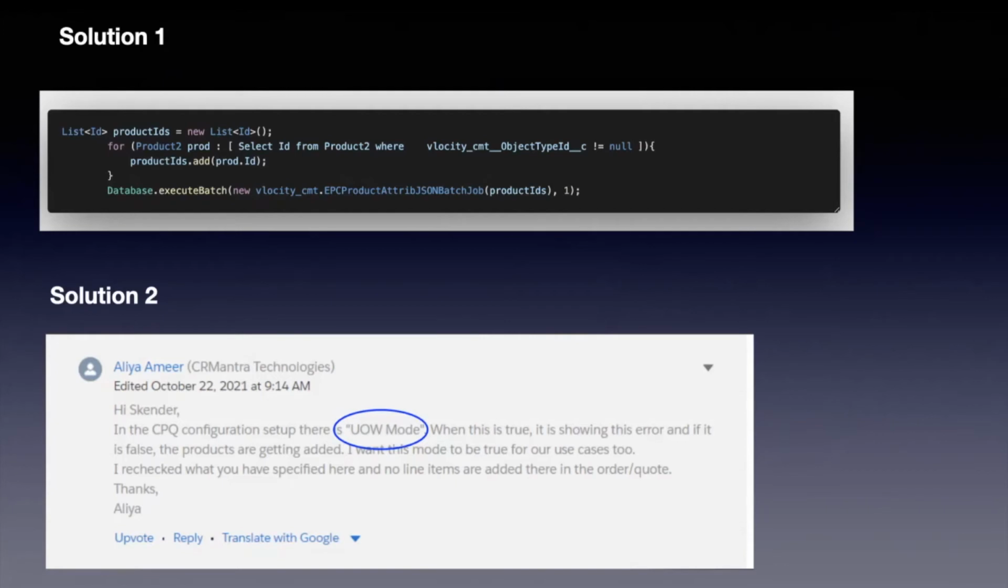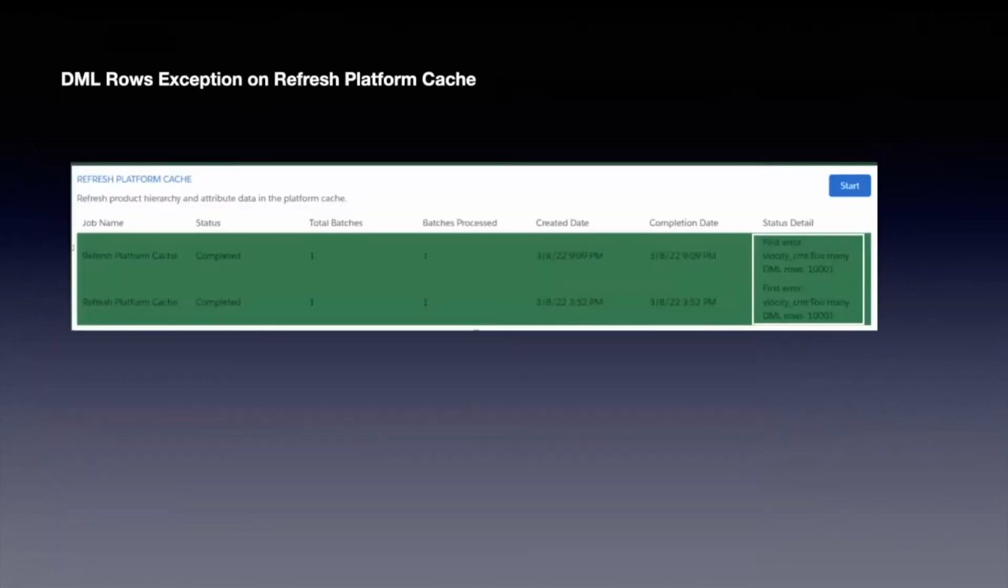Moving to the next one. We come across the DML 10,001 error again, while executing Refresh Platform Cache. The issue remains the same here. The job behind the Vlocity managed package pulls the records if they are less than or equal to 10,000 records. If it is more than 10,000, it will hit this error. So what can we do to solve this? There is a configuration available to get rid of this error.